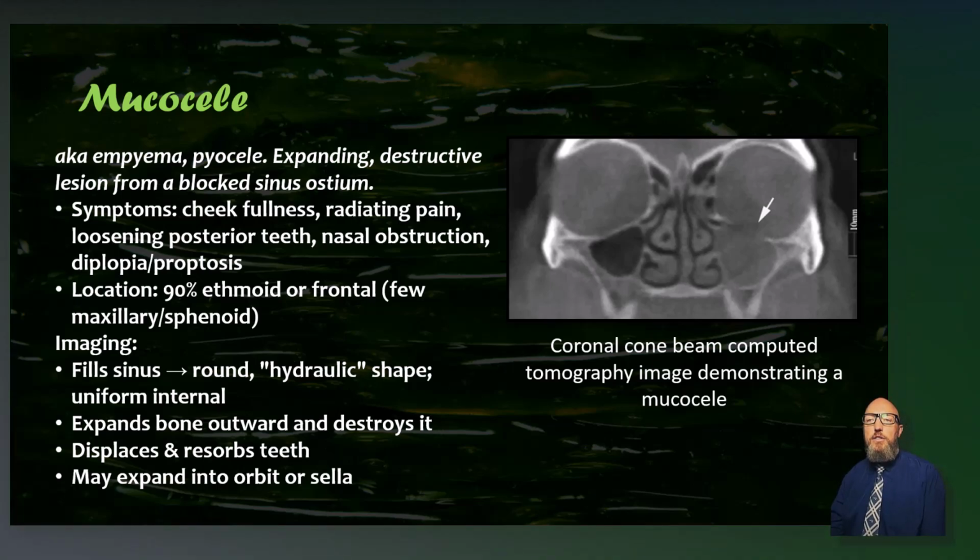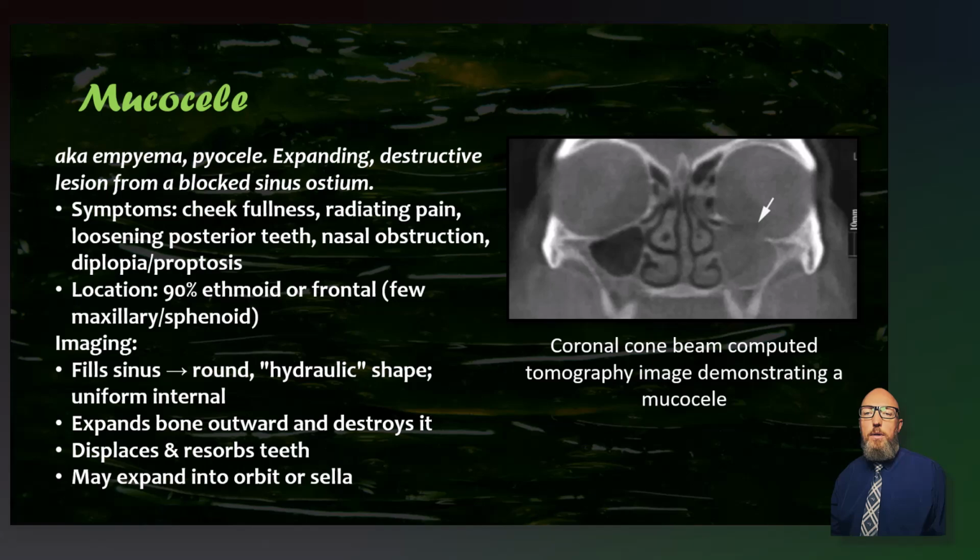On imaging, it's just a filled, opacified sinus, and it starts to assume a round hydraulic shape. It's like the sinus itself becomes a benign tumor. It starts to expand, and as it does, it replaces and resorbs things. It can displace or resorb teeth. It may expand into the orbit or the sella.